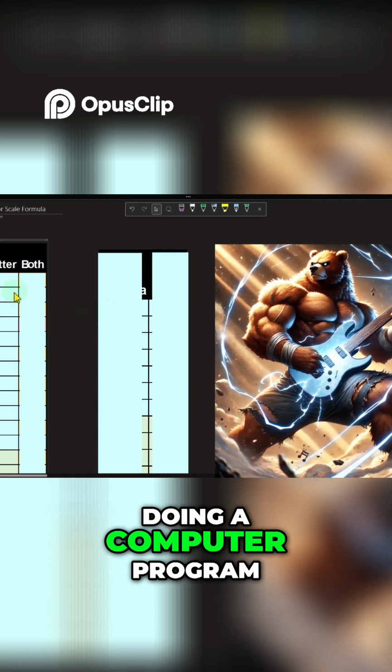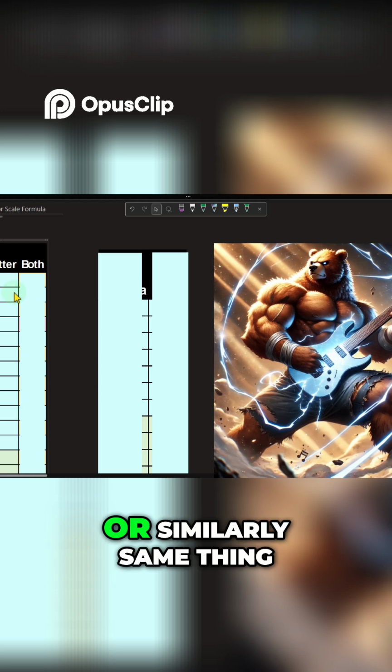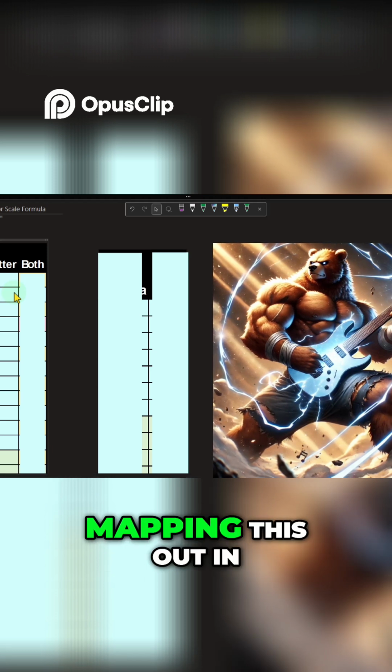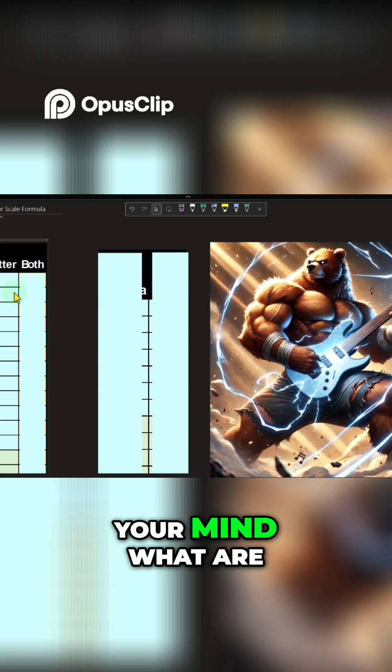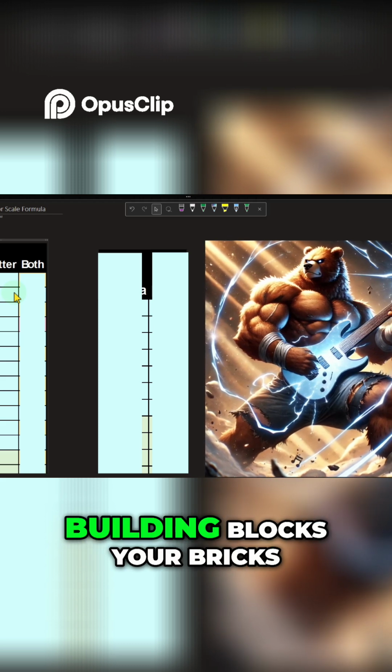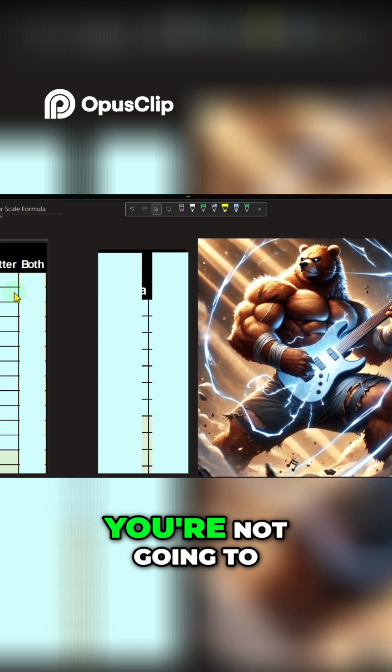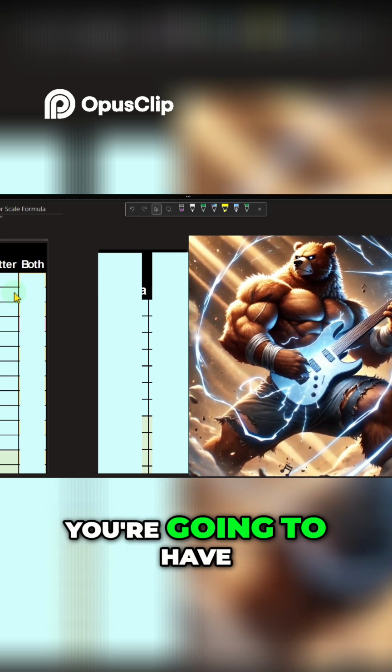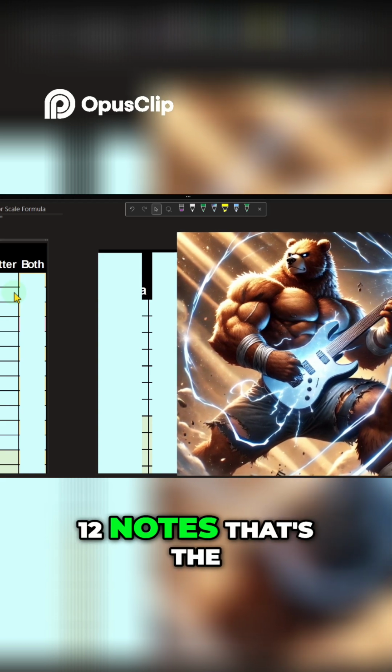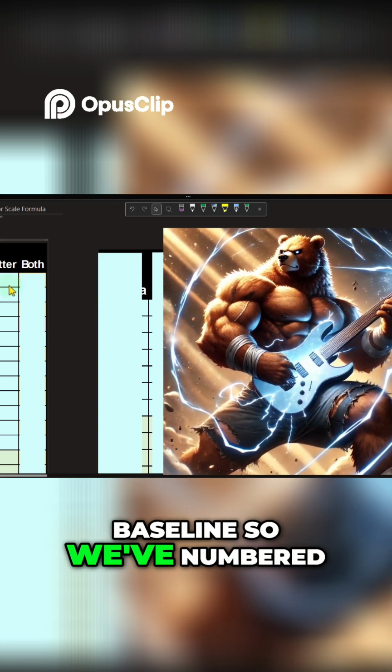If you're doing a computer program, or similarly, mapping this out in your mind, what are you going to have as your baseline, your building blocks, your bricks? You're not going to have the 7 notes. You're going to have the 12 notes, right? 12 notes. That's the baseline. So we've numbered them here.